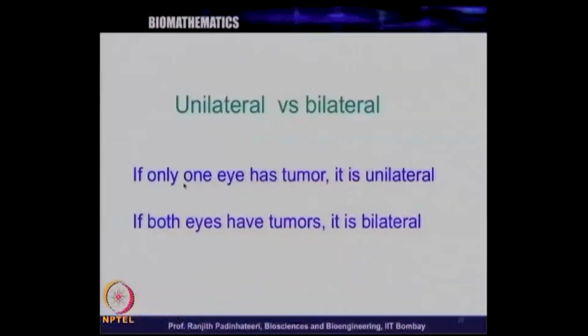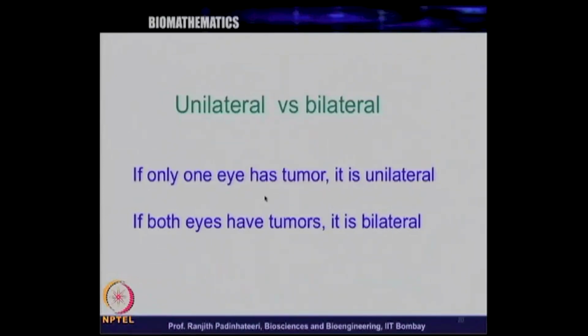Now the next question he asked is something about unilateral retinoblastoma versus bilateral retinoblastoma. So what is this unilateral retinoblastoma? Let's look here. If only one eye has a tumor, it is called unilateral retinoblastoma. If both the eyes have tumors, or at least one tumor in both the eyes, we call it bilateral retinoblastoma.